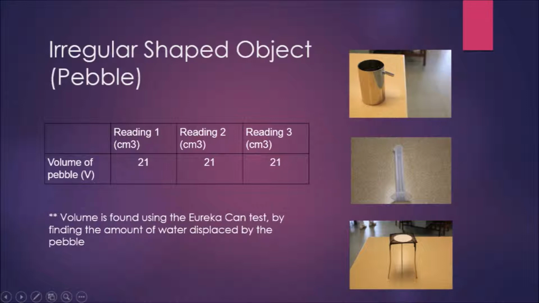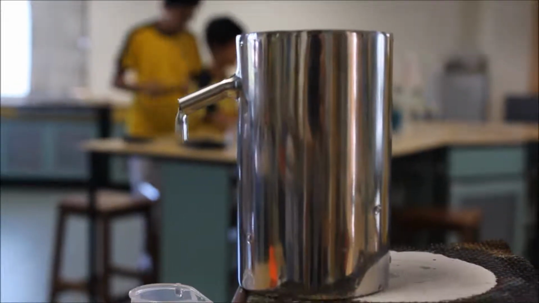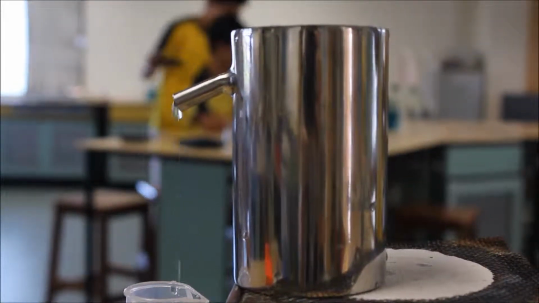The test is done by first filling the Eureka can to the brim with water. Then the can is placed on top of the tripod stand, while taking note not to spill any water out. The pebble is then gently lowered into the water. The amount of water which is displaced will flow out the Eureka can's opening into the measuring cylinder, which is positioned below the tripod stand. The amount of water in the cylinder will be the pebble's volume. This is a video of the Eureka can test.